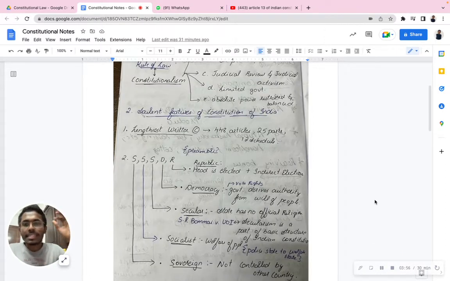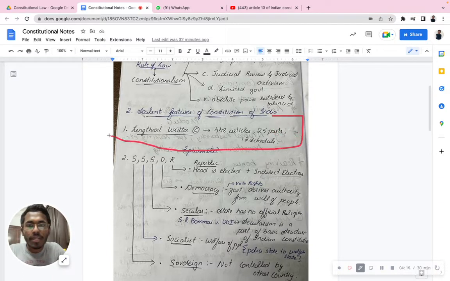So now let's understand what the salient features of the constitution are. Now I'll just use this pen so it'll be easy for you to understand. One of the salient features is that ours is one of the lengthiest written constitutions. And how many articles do we have? We have 448 articles, 25 parts and 12 schedules. Okay, remember, we have 448 articles, 25 parts and 12 schedules.